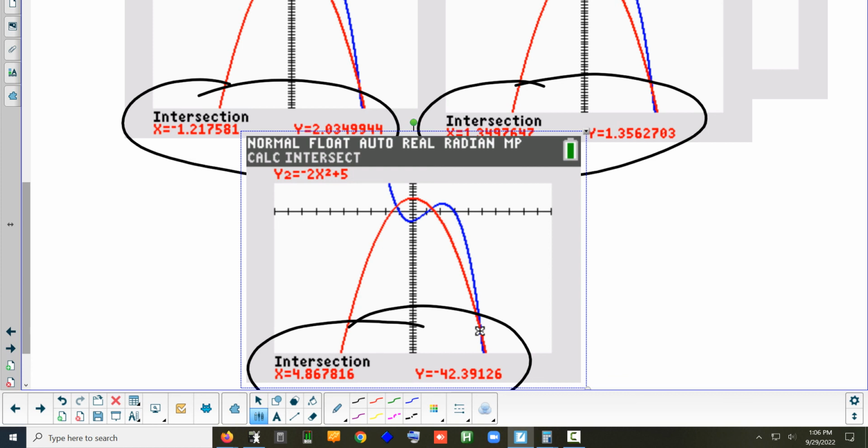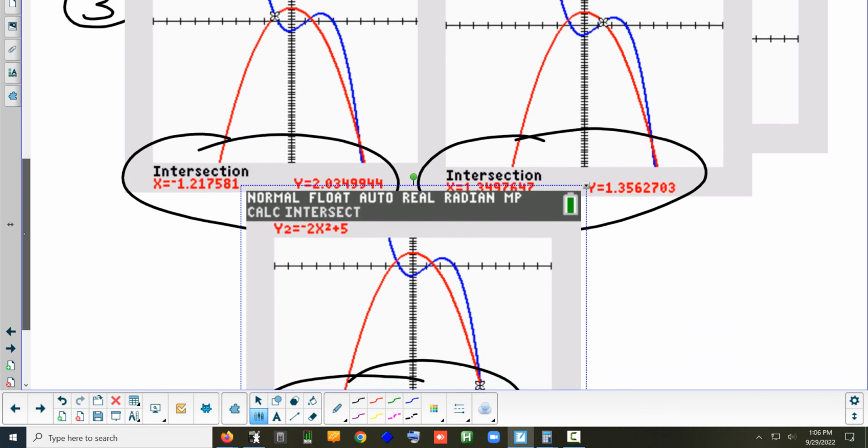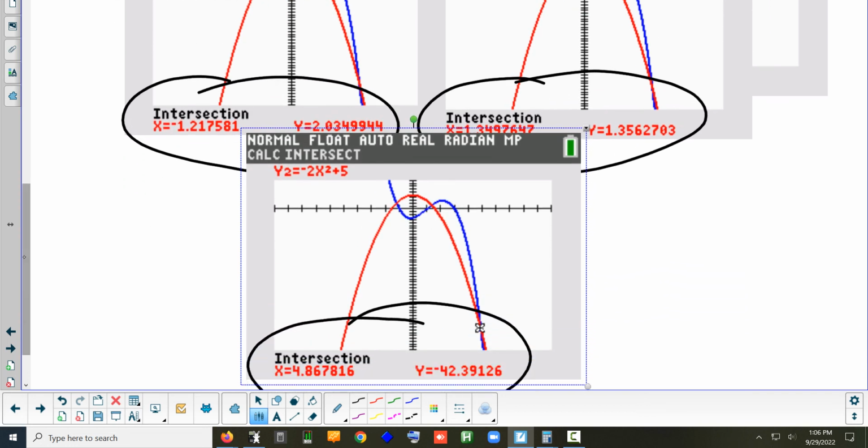When you're writing those coordinates, how many decimals do you want? Two would be good, yeah. Just 2. Any questions on how we got all 3? Okay, so that's 3.7. That was good.